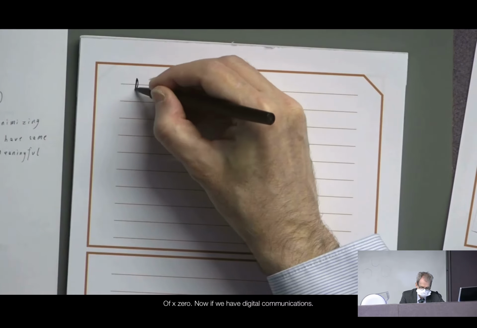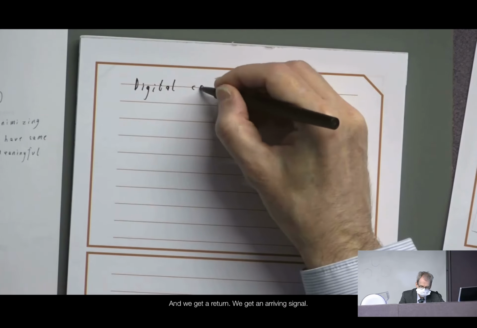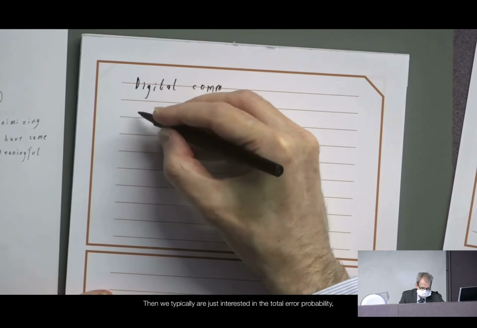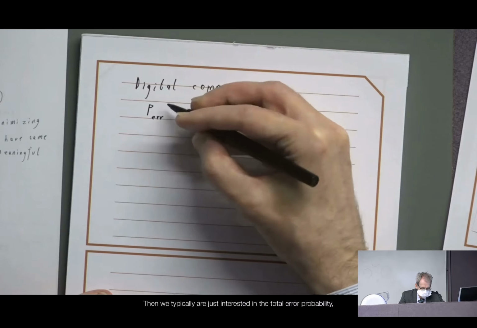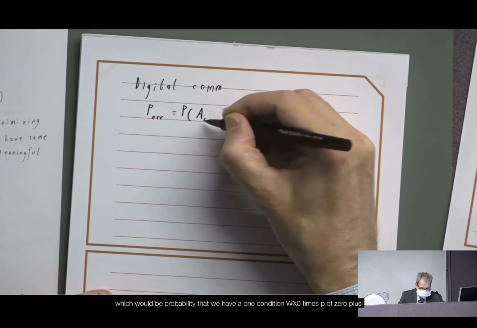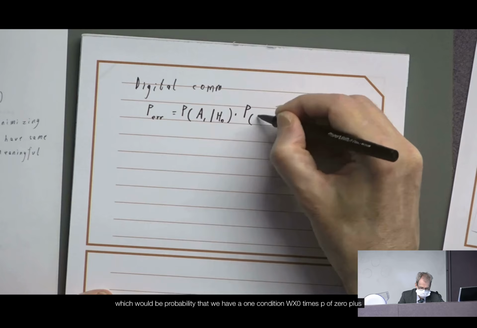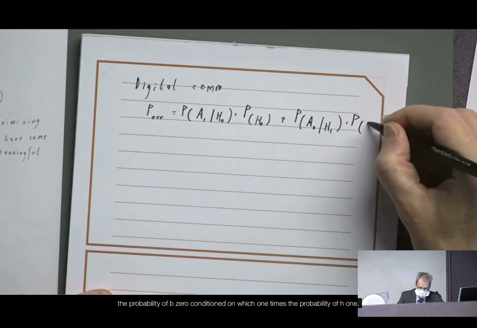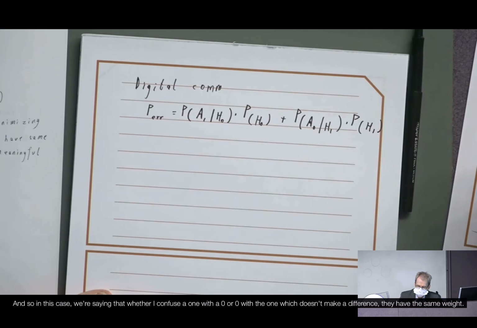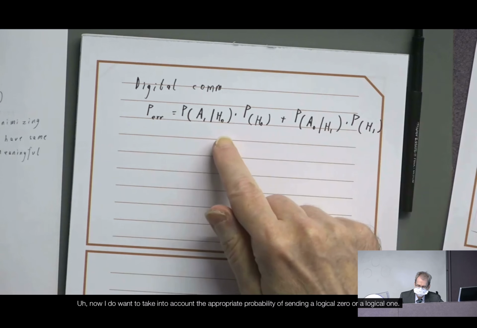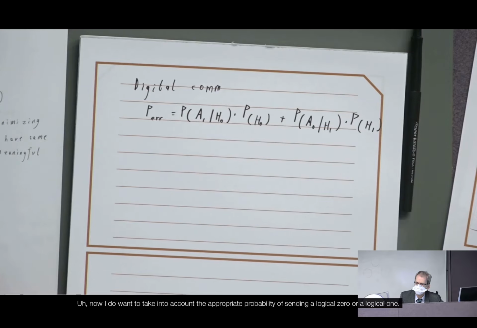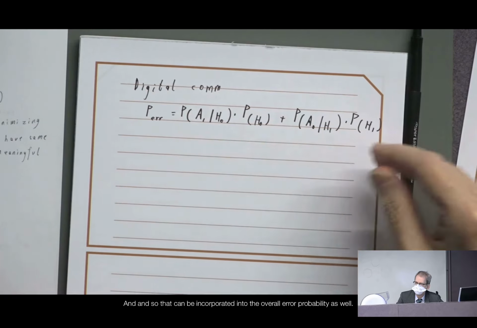Now, if we have digital communications, and we get an arriving signal, we again want to decide between logical 1 and logical 0. Then we are typically just interested in the total error probability, which would be the probability of deciding a1 conditioned on H0 times P of H0, plus the probability of deciding a0 conditioned on H1 times the probability of H1. So in this case, whether I confuse a 1 with a 0 or a 0 with a 1 really doesn't make a difference. They have the same weight. I do want to take into account the a priori probability of sending a logical 0 or a logical 1, and that can be incorporated into the overall error probability as well.